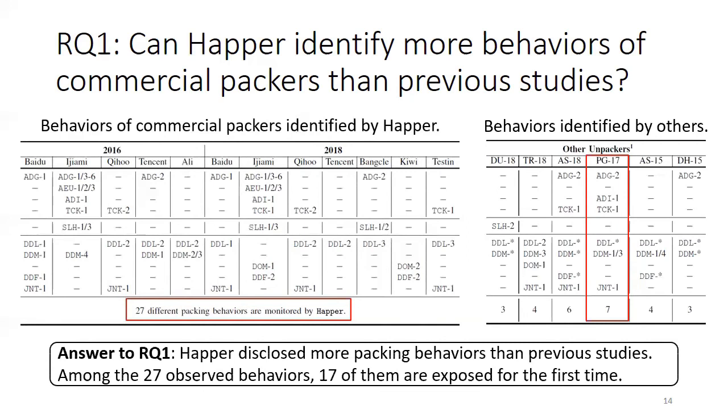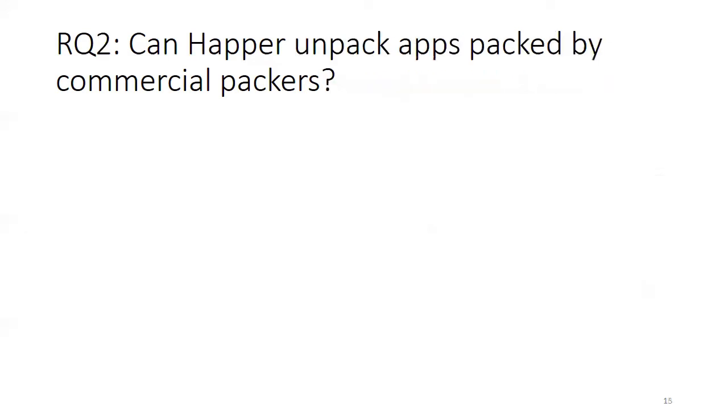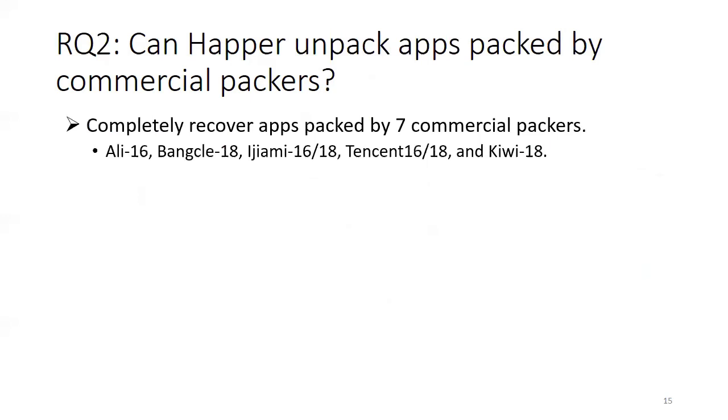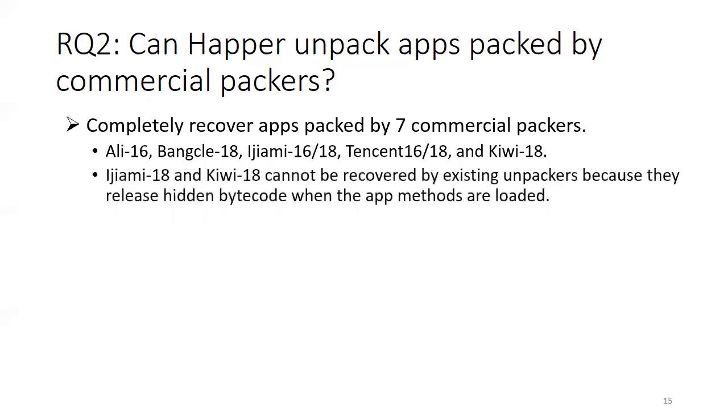It is noteworthy that among the identified 27 packing behaviors, the details about 17 of them are disclosed for the first time. We apply Happer to unpack the apps packed by the 12 commercial packers in order to answer the research question whether Happer can unpack those packed apps. Happer can completely recover the text files of apps packed by 7 commercial packers. It is worth noting that Happer can collect all hidden bytecode of app methods, which is only released when the methods are loaded, whereas the other unpackers cannot.